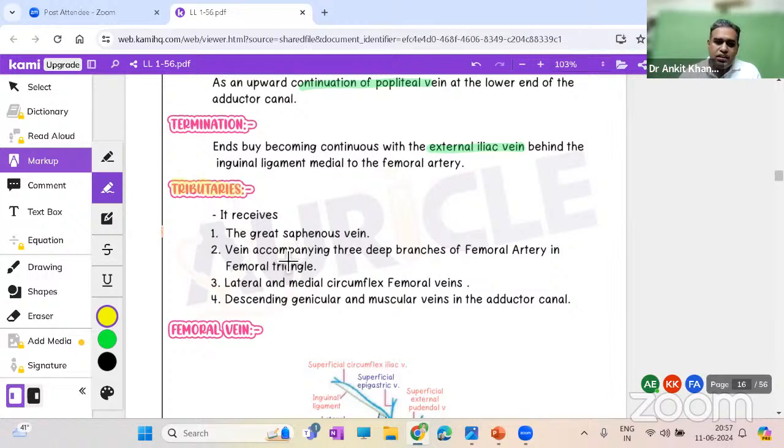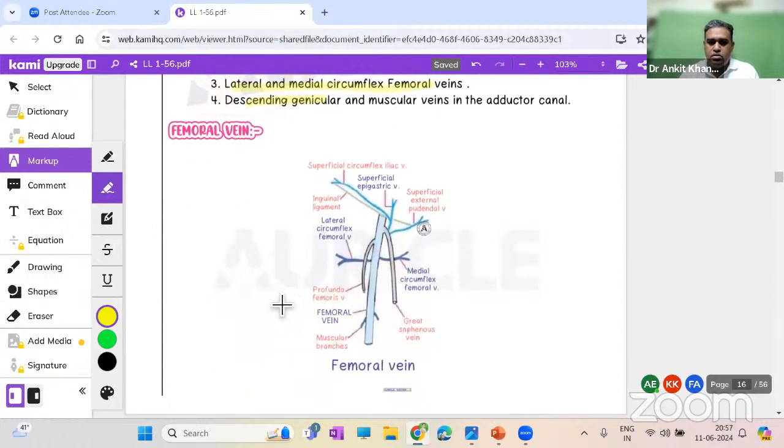Understand this. So it receives a great saphenous vein. Remember saphenous opening. Other veins which are accompanying the deep branch of femoral artery, then lateral and medial circumflex femoral veins, and some other descending veins. This you can actually just take a screenshot and write. Right. So femoral vein, you can make a diagram like this.